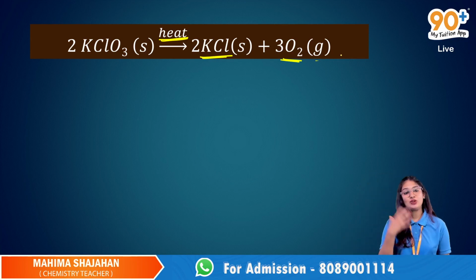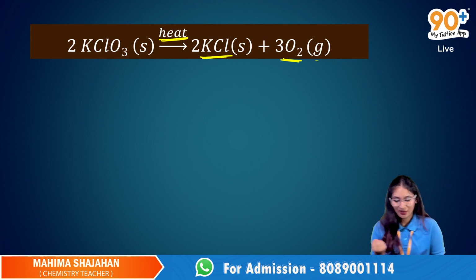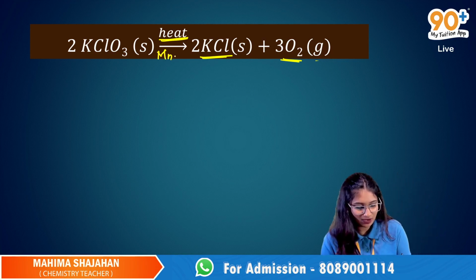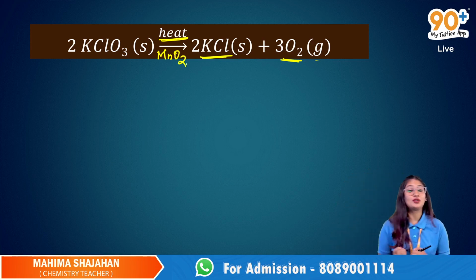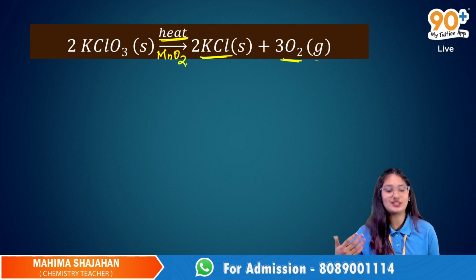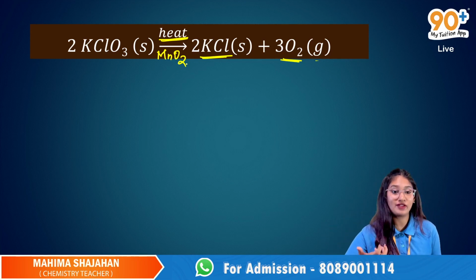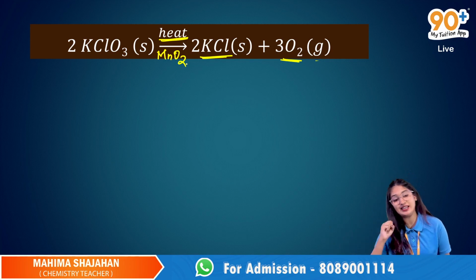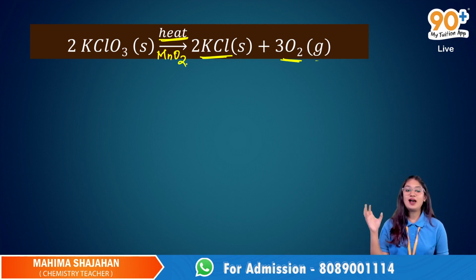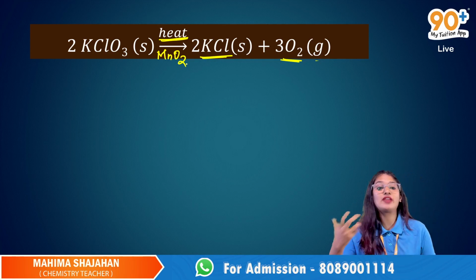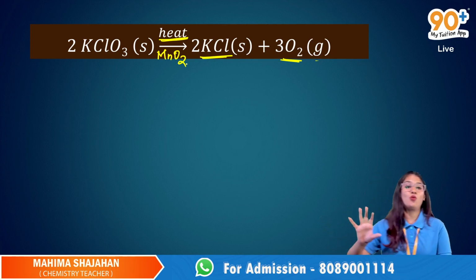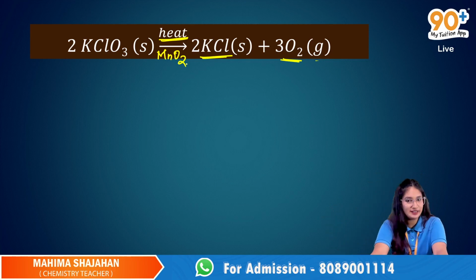Alright, now, to speed up this equation, I can use a catalyst. Okay, and that catalyst is MnO2. If I use MnO2 here, this reaction will happen faster. Okay, MnO2. So, what is MnO2 here? It acts as a catalyst. A substance that we add to alter the rate of a reaction is called a catalyst. Okay, so by giving this extra information, we can make the equations extra informative. Alright, yes.